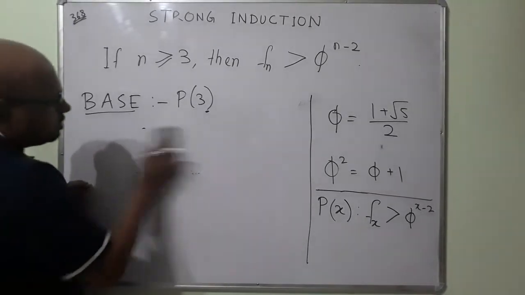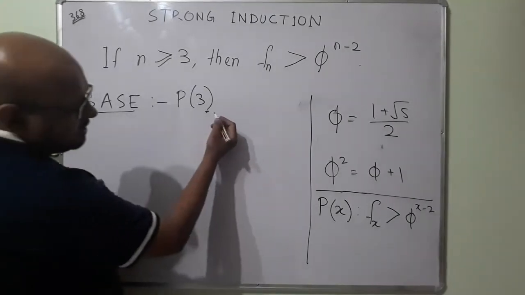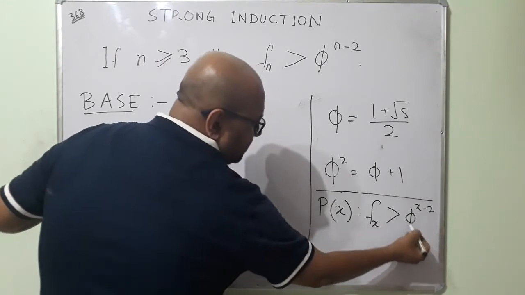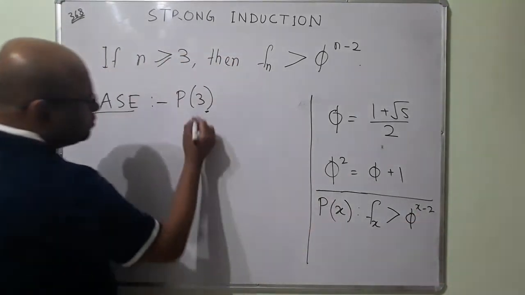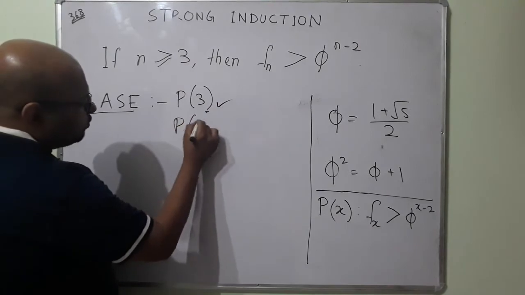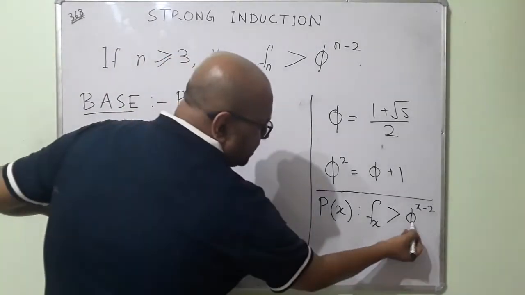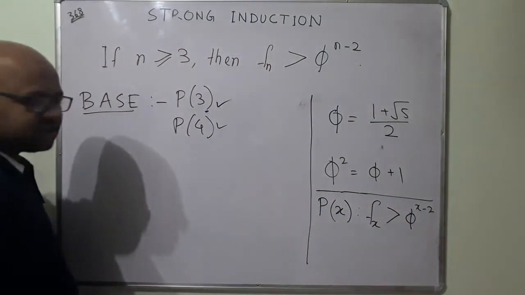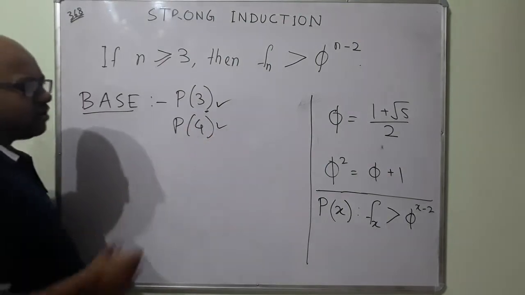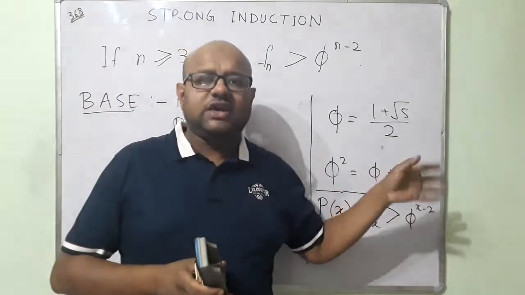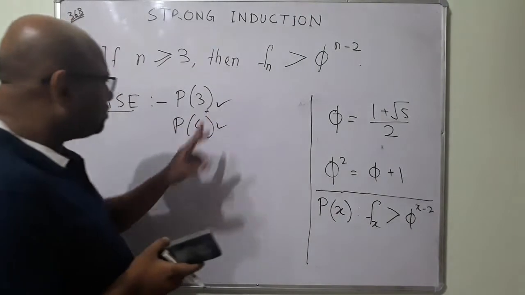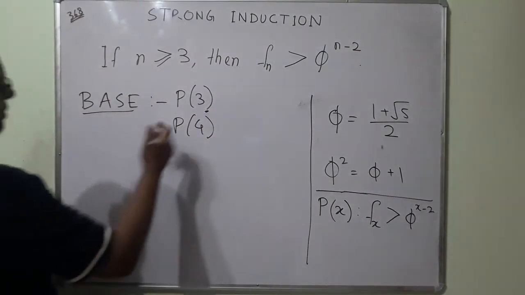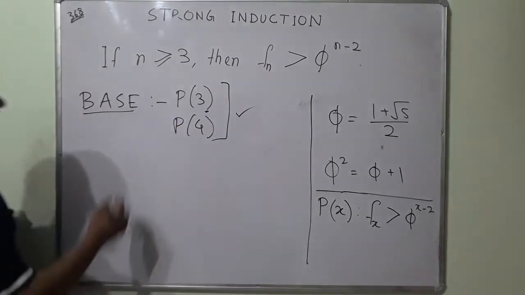So P of 3, that is f of 3, the third Fibonacci number, is greater than phi to the power 3 minus 2, that is phi to the power 1, that is phi. So this is true, we have proven. F of 4, the fourth Fibonacci number, is greater than phi to the power 4 minus 2, phi square. That is also true. By using a calculator or by doing calculation, we can figure this out. So we know these two are true. This is our base step. We have proven these two are true.